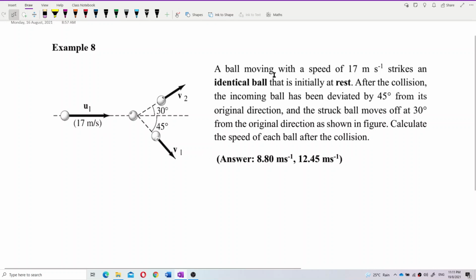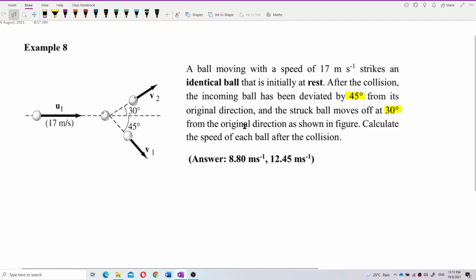So first of all, we can see this is a two-dimension collision because it has angles, 45 degrees and 30 degrees, proving that this is a kind of two-dimension, 2D collision.